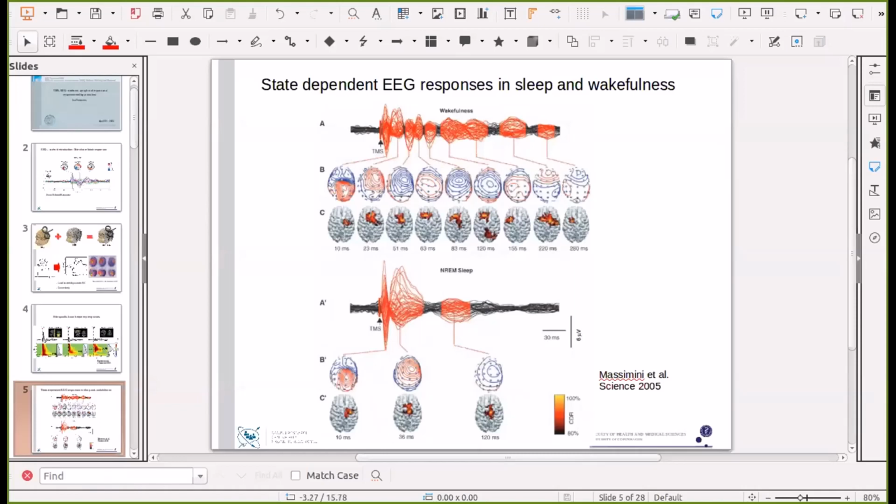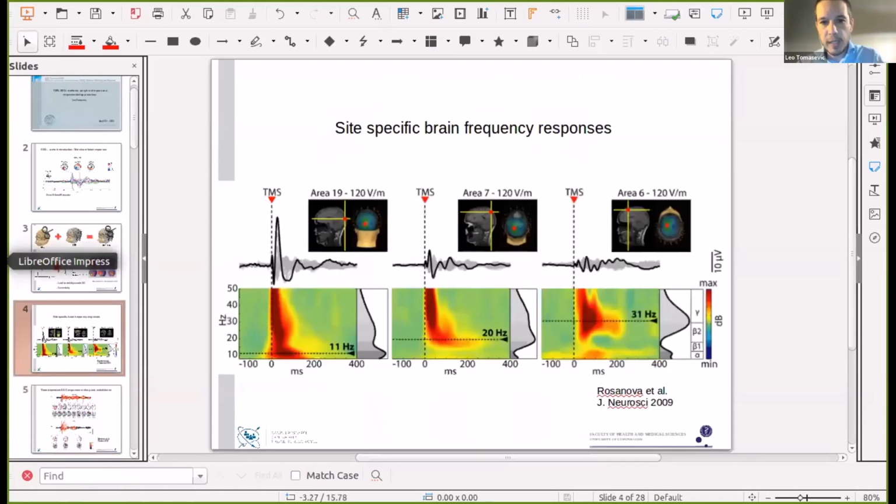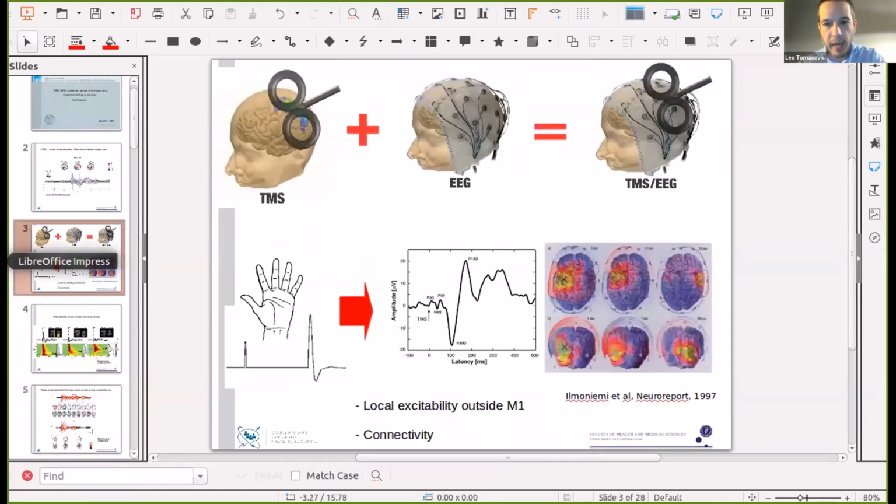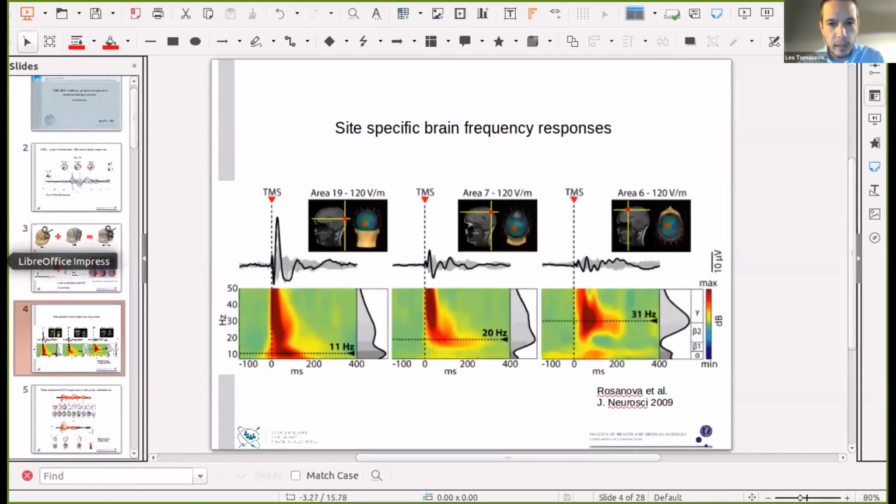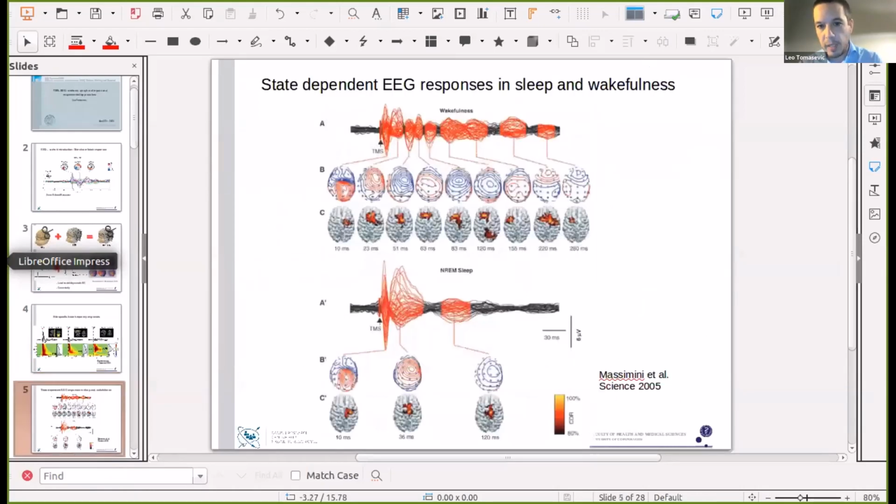No, not. Okay, sorry. So this was the slide about combining the two techniques. This is the slide about the Rosanova paper, where they stimulated different brain regions and they responded at the natural frequency of that brain region. And this was the Massimini paper. So I'm here now. Can you follow me? Yes, we can see it. Okay. So probably the presentation mode was not working. Sorry about it.